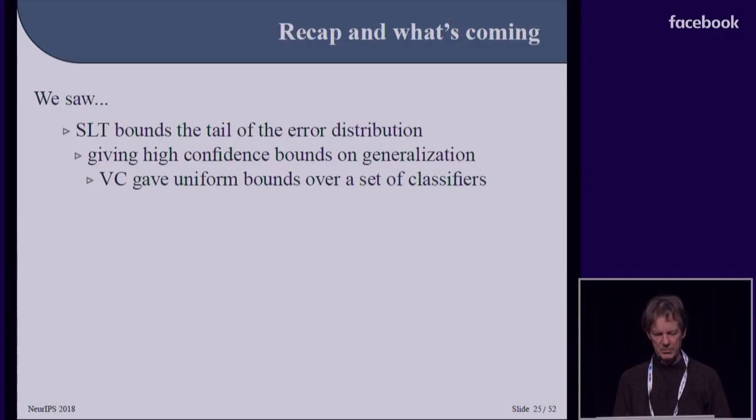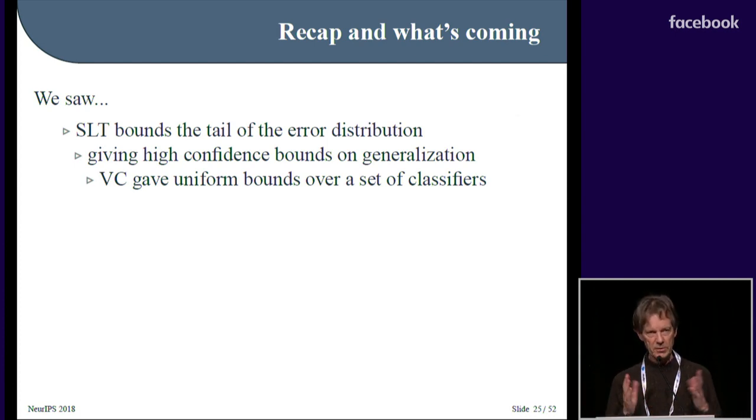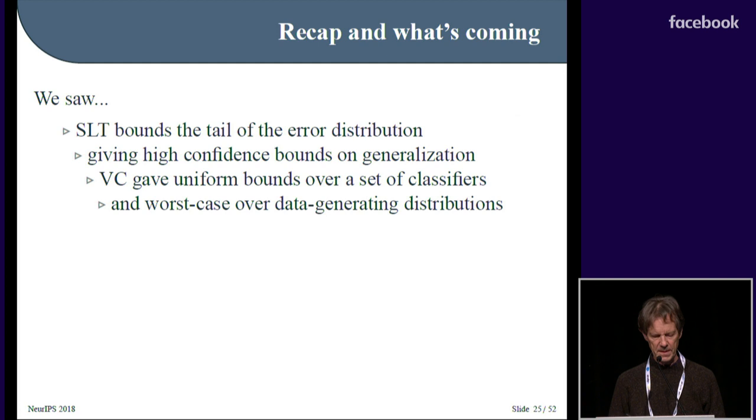And the VC theory gave uniform bounds over a set of classifiers. So you basically get the same bound for each classifier in the class, which motivates, as Omar was saying, the empirical risk minimization. Clearly, then, to get the best test performance, you have to minimize the error on the training set, and then the error on the test is that training error plus the gap, which is the same for all of the functions in the class. But the point that was made at the end there was that it's also worst case over the data generating distributions. So it holds for all data generating distributions.